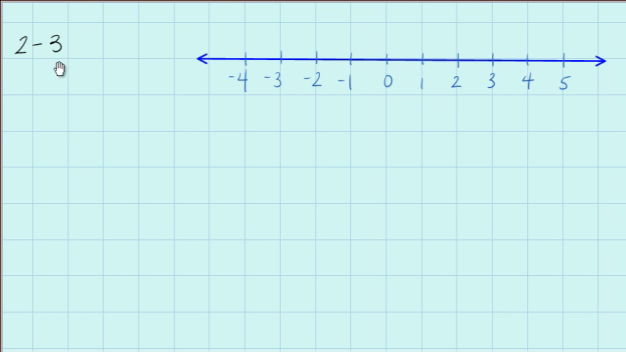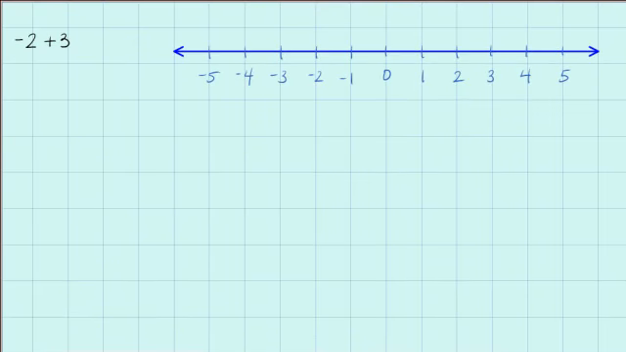So let's go ahead and try that. Again, I'm going to start at 2, so I'll put an open circle there. I'm going to go to the left, and remember, positive is to the right, negative is to the left. I'm going to jump 3 units to the left. So let's go. 1, 2, 3. And then you look at where do you end up at? Well, I end up at negative 1. So 2 take away 3 is negative 1. Let's go for another one.